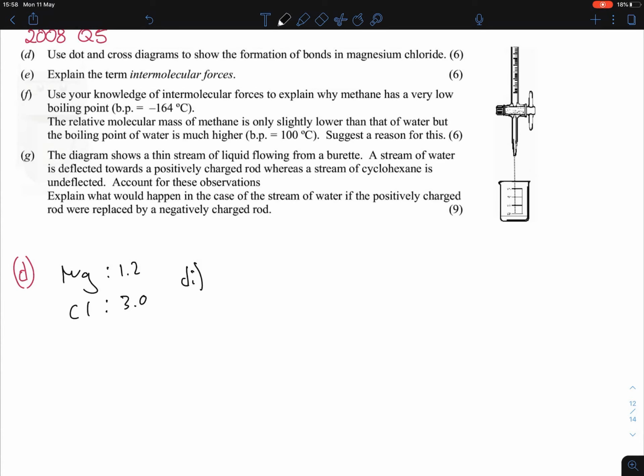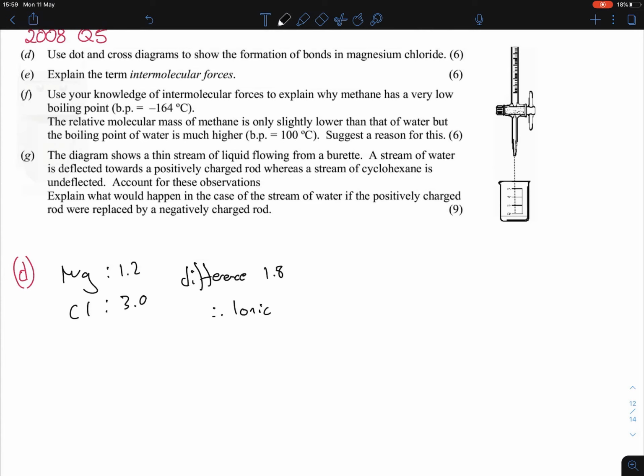And your difference, if you do it there, and you can throw on your calculators if you want to be sure, you want to get a difference of 1.8, which is fairly clear in this case. Now, what did we say before about electronegativity? If it's greater than 1.7, then it is ionic. Therefore, we're just going to say it's ionic.